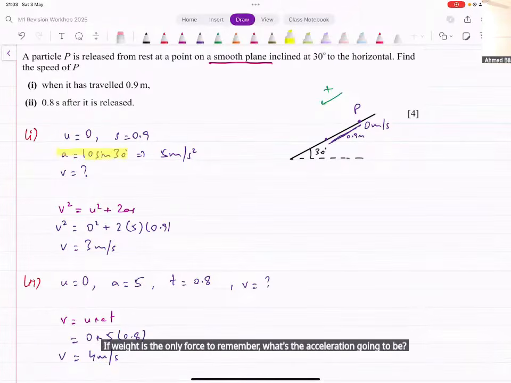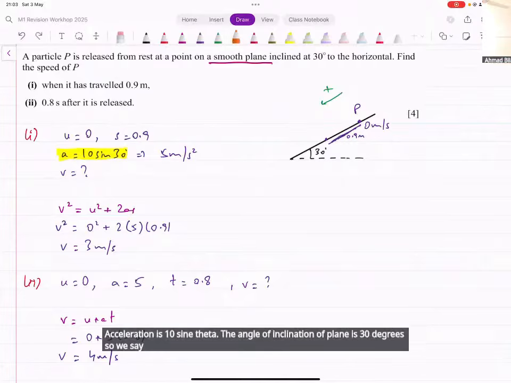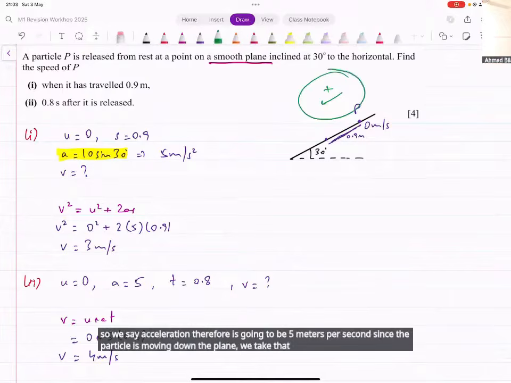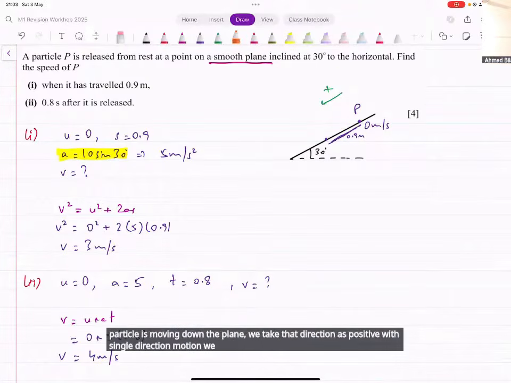Acceleration is 10 sine theta. The angle of inclination of the plane is 30 degrees. So we say acceleration, therefore, is going to be 5 meters per second squared. Since the particle is moving down the plane, we take that direction as positive. It's single direction motion.